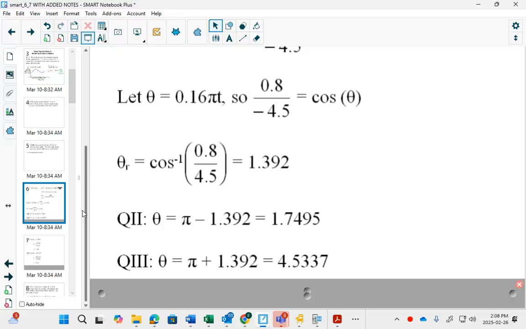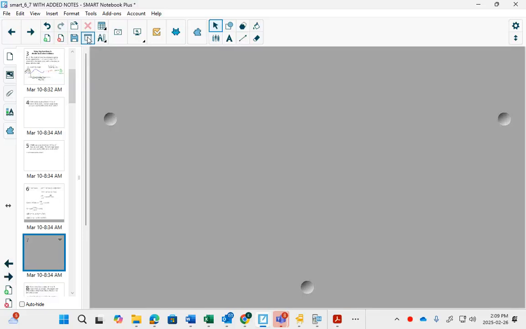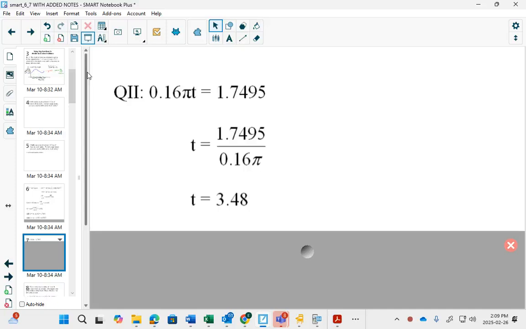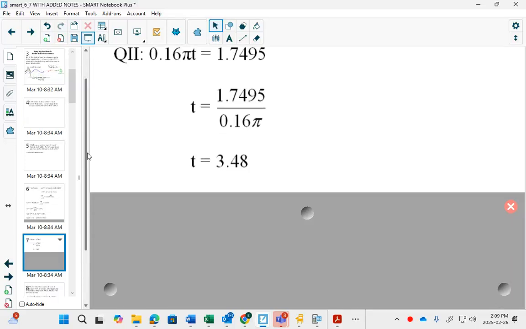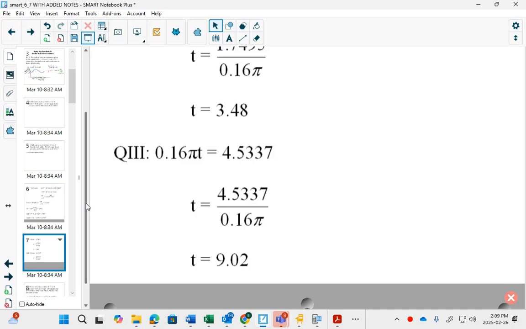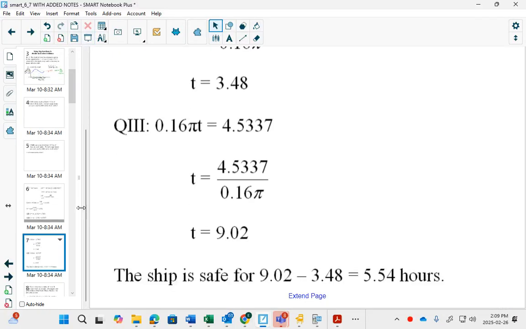Now we're going to have to go back and undo what we did to temporarily make our life easier. So substitute back. In quadrant 2, substitute this back in. And how would I get t by itself? I just divide, and there's our 3.48. Calculator was still a lot faster, wasn't it? Same thing in quadrant 3. Substitute it back in, and you get your 9.02. So based on both of those numbers, you get that 5.5 hours that it's safe for.